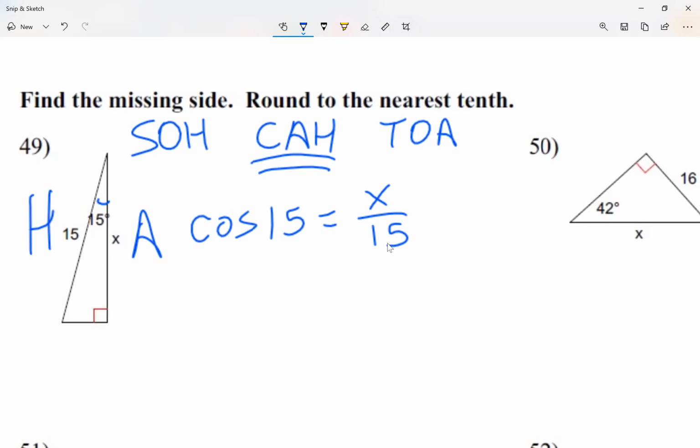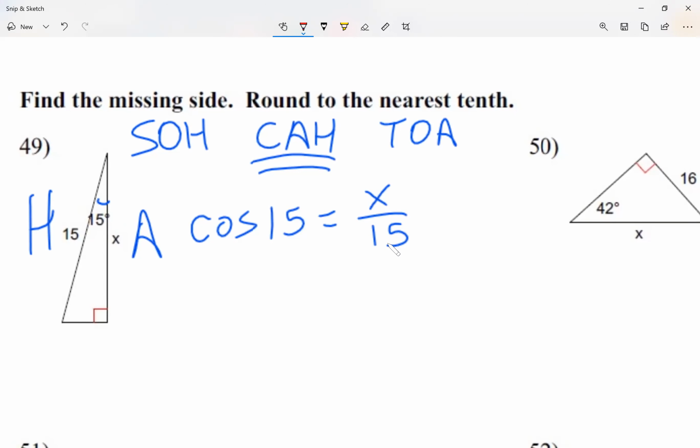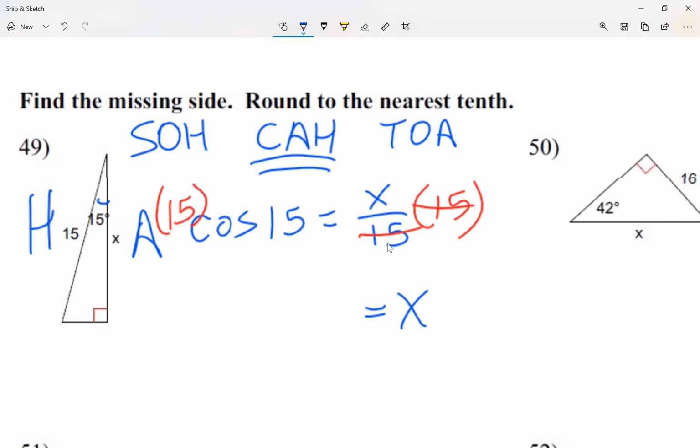When I'm solving for a letter in a fraction, I hope the letter is on top, which in this case it is. And the reason why I hope that is because the way I get the letter by itself is I multiply by 15. I'm going to multiply both sides by 15, because that's going to get the x by itself. So x is by itself. I'm just going to grab a calculator and find out what's 15 times cosine of 15.